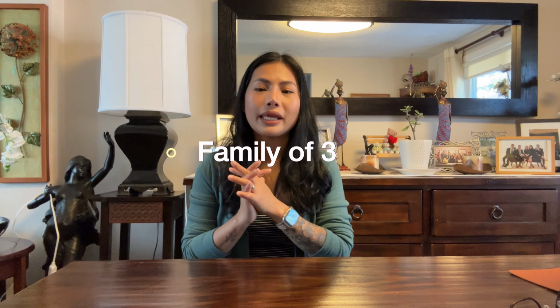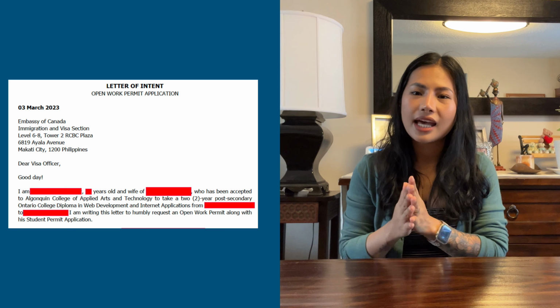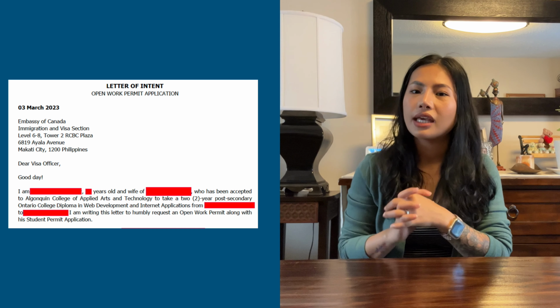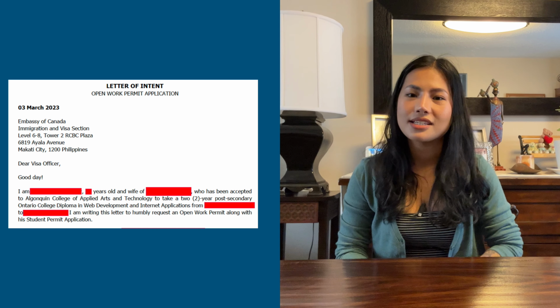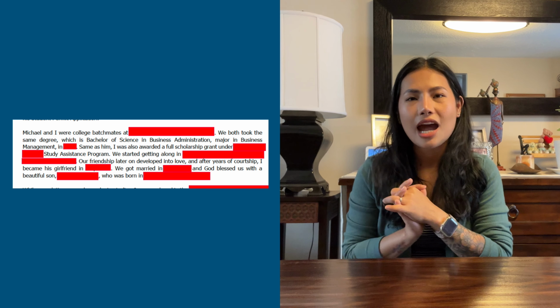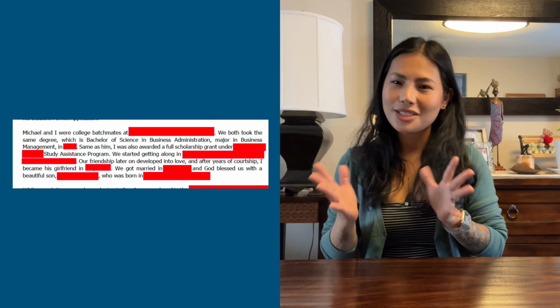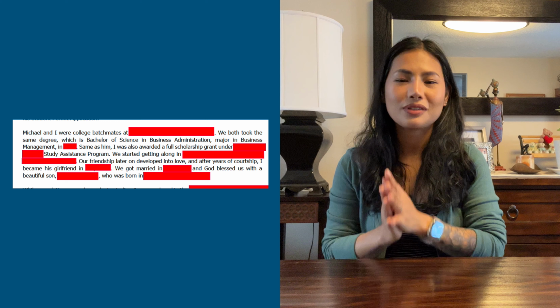So, sa case namin, family of 3 kami. Husband ko ang main applicant at ako naman ang nag-apply ng open work permit as his dependent para makasama kami ng husband ko papuntang Canada. Ang LOI ko ay 3 pages lang. So sa first part, I introduced myself and that I am the wife of the main applicant and that I am applying for an open work permit. Then, second paragraph was just a very simple summary of how we met and how we started as a family. Nilagay ko yan para lang magkaroon ng personal touch na magagamit natin later on as we write the LOI.